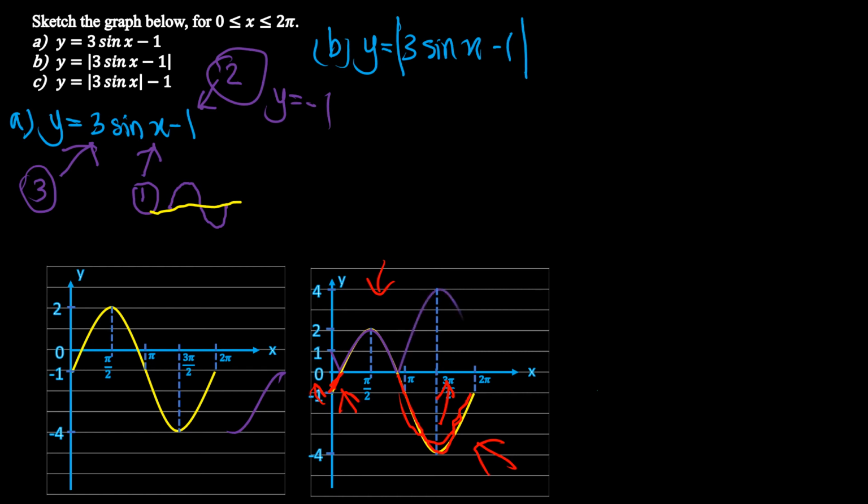So take a look at this endpoint. Your endpoint doesn't touch your x-axis, same as your yellow graph. So now, after you have completed this one, your purple graph will be your modulus graph, and the yellow graph is the normal graph that you sketch for question A.